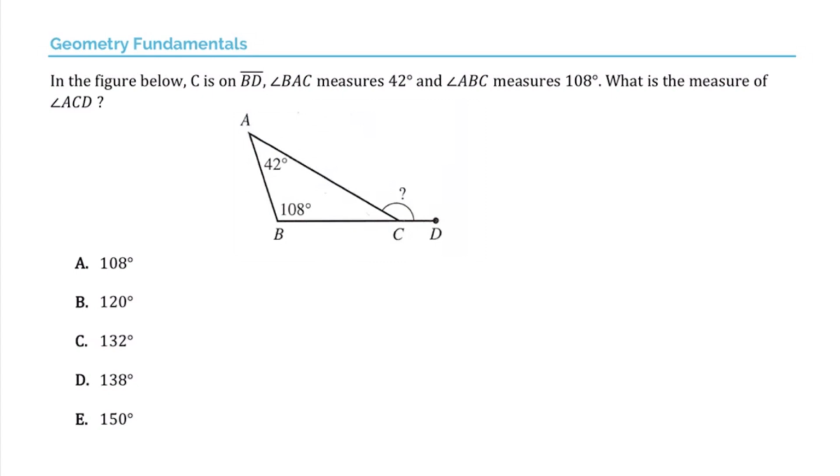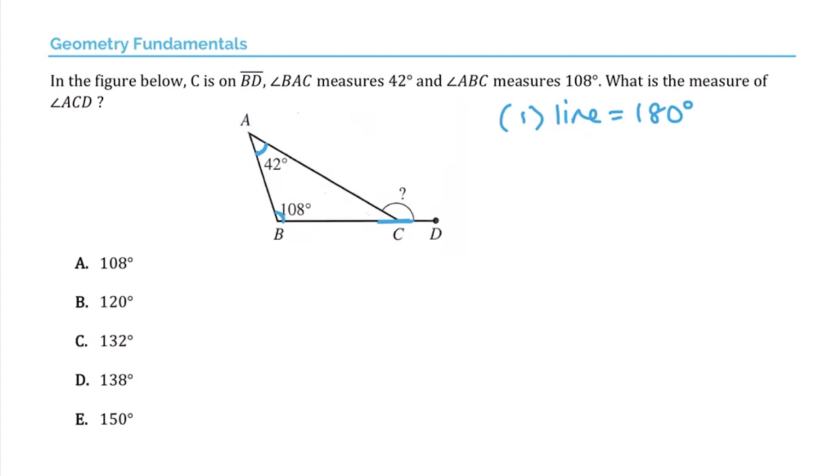It reads, in the figure below, C is on BD. So here we see point C on that line BD. Now remember, first thing I want to make sure you know is that a line equals 180 degrees. Now they tell us that BAC measures 42 degrees, so we see that that's labeled for us. And ABC measures 108 degrees, so we see that here as well, that 108 is labeled for us.